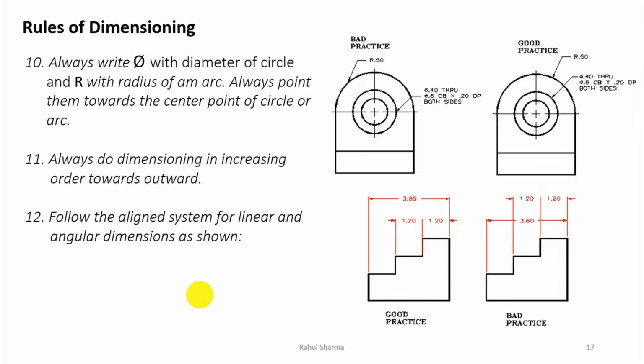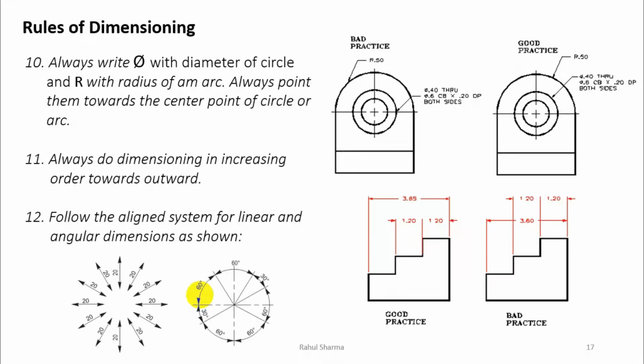This twelfth point is not actually a rule. It is just the mistake which students generally make in their drawings. You have to remember, when we do dimensioning in the aligned system, for linear dimensions this is the correct way, try to remember this, and for angular dimensions this is the correct way in the aligned system.